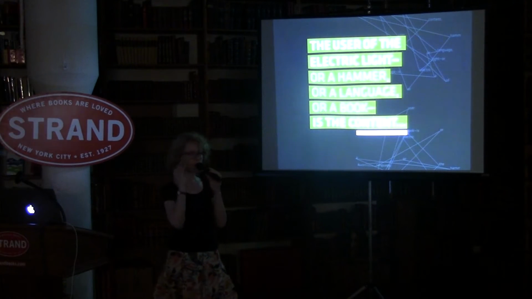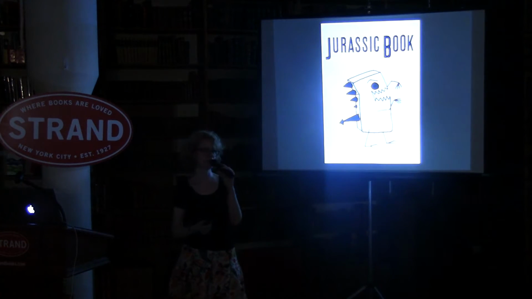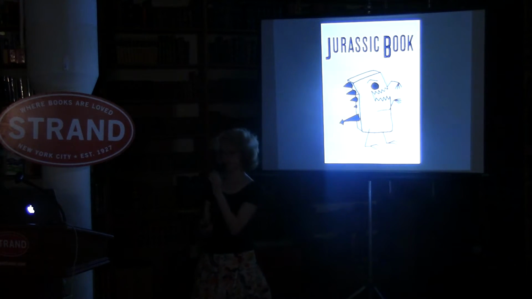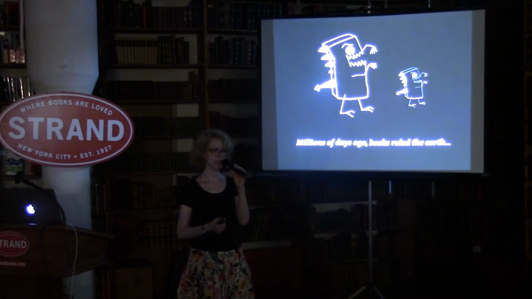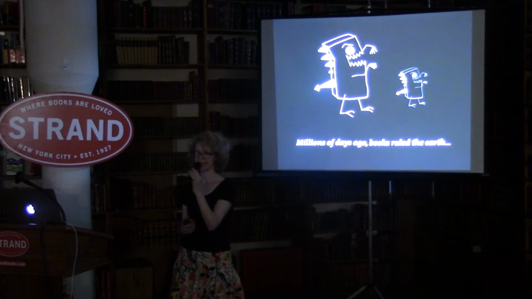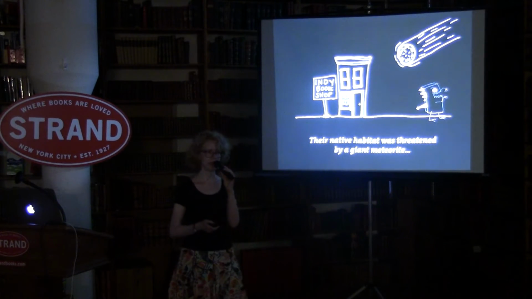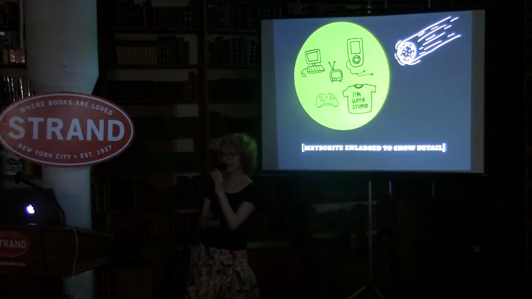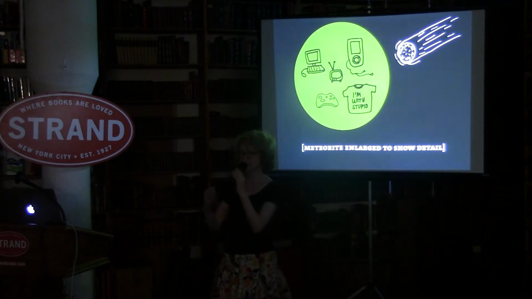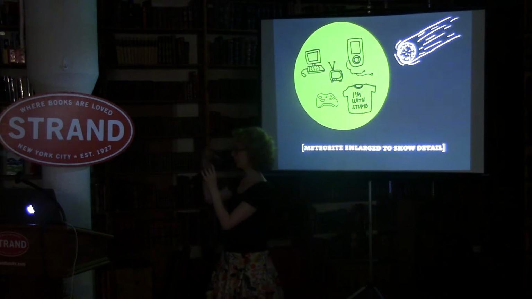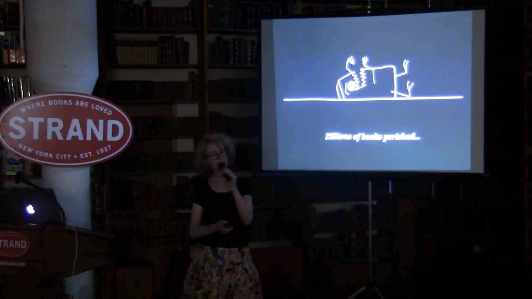So better. So billions of years ago, books ruled the planet, and the big books ate up the little books, and that's how we got footnotes. And then, something terrible happened. A giant meteor crashed into their native habitat. And here's a close-up of what's inside the meteor. And many bookstores perished, luckily not this one, right? So a few great, strong central caves were preserved, but many books perished, and some evolved.